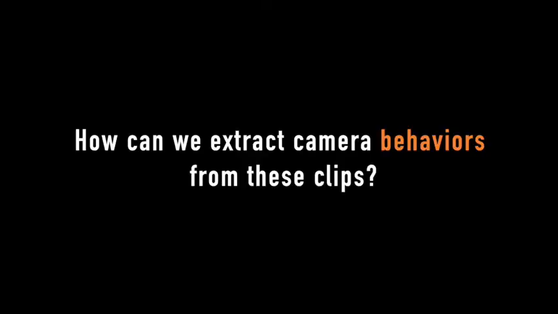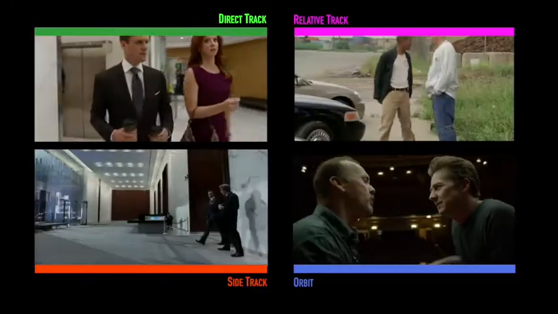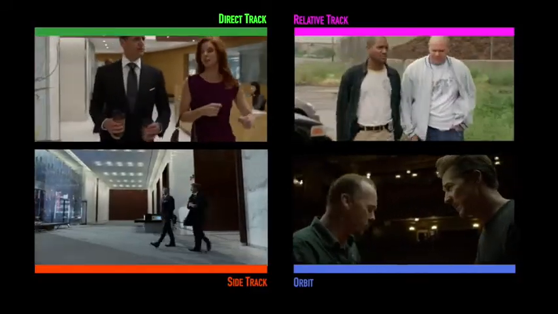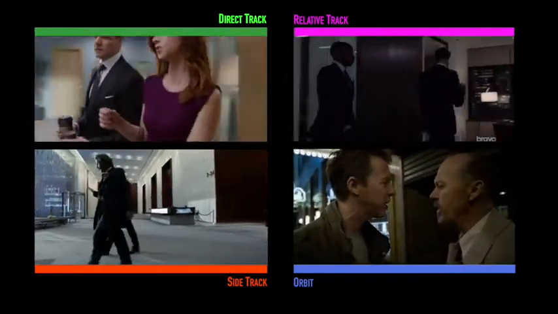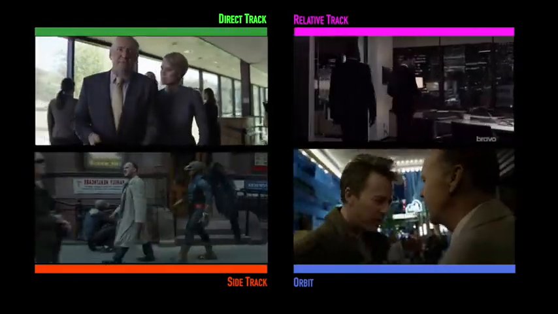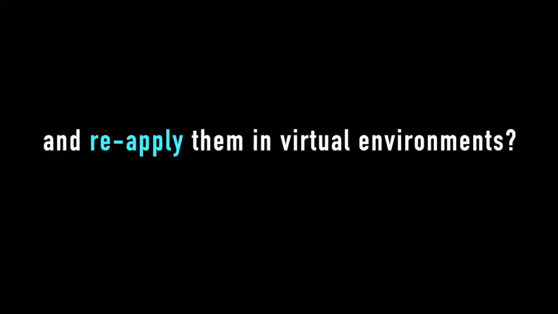The questions we address in this paper are twofold. Is it possible to extract the camera techniques used in these film clips and hence characterize the motion of the camera in relation to the motion of the characters? In essence, extracting a camera behavior from a film clip. And is it therefore possible to retarget a behavior extracted from a movie into a 3D animation?